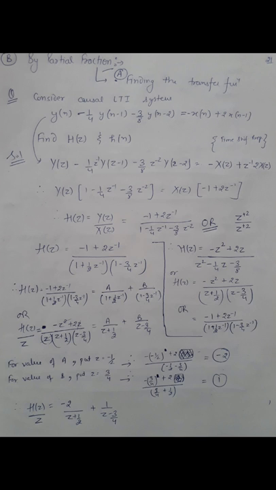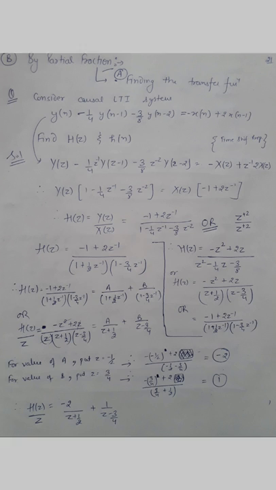In partial fraction we first have to find the transfer function. Let us go to the question first: y[n] minus 1/4 y[n-1] minus 3/8 y[n-2] is equal to minus x[n] plus 2x[n-1]. We have to find H(z) and h[n].